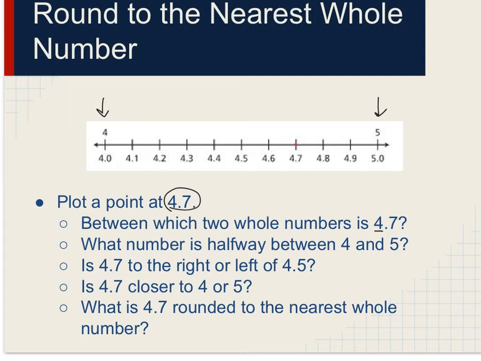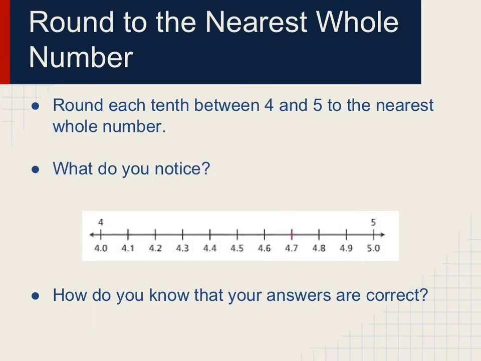I'll then ask myself what number is halfway between 4 and 5. I know that halfway is always the 5th position on the number line. So then we ask ourselves, is 4 and 7/10 to the right or the left of 4 and 5/10? Well, here's 4 and 7/10. Since it's to the right of 4 and 5/10, we would say that we're rounding up to the next whole number, which is 5.